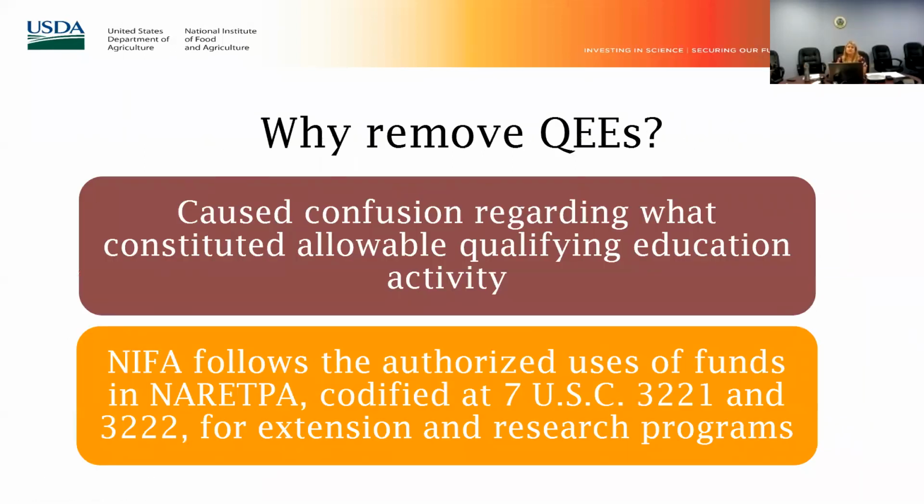Why did we do this? There was a lot of confusion about what constituted allowable qualifying education activities. Some of that confusion was due to old Q&As from NIFA, and some of that was due to the fact that there was a published final rule, and there was a published notice of proposed rulemaking that never became final, but had some changes and clarifications.